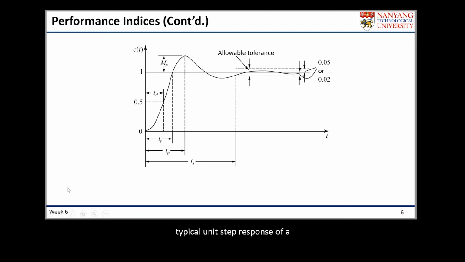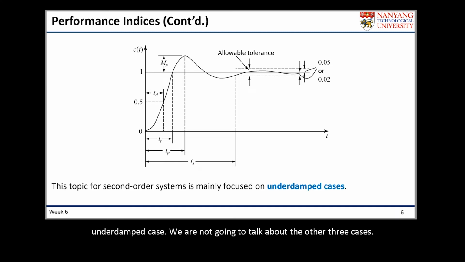This is a typical unit step response of a second order system, but what you see here in this slide is in particular a unit step response of a second order system when we have an underdamped case. So in this topic, we only discuss how to assess the performance and how to estimate the parameters of a second order system for the underdamped case. We are not going to talk about the other three cases.